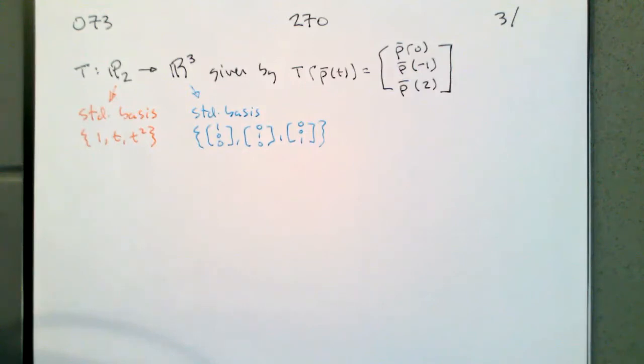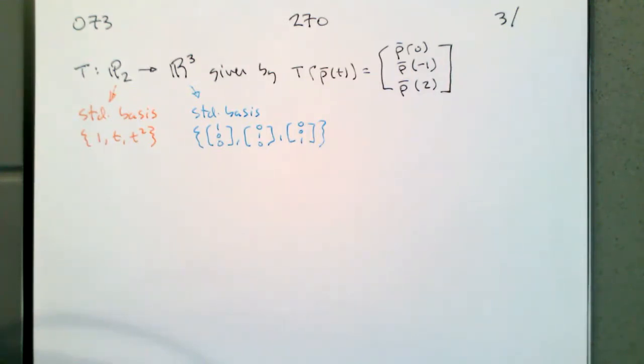Let's take a look at another transformation in this style. T is going to map P2 to R3, and this time we'll be evaluating the polynomial at 3 different places because we have to map to R3. So I'm going to evaluate P of 0, P of -1, and P of 2.